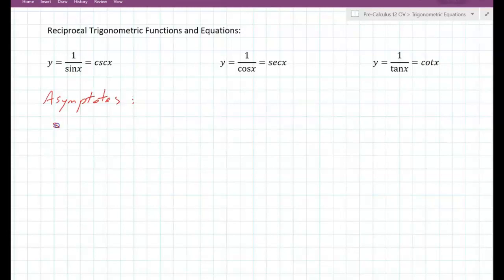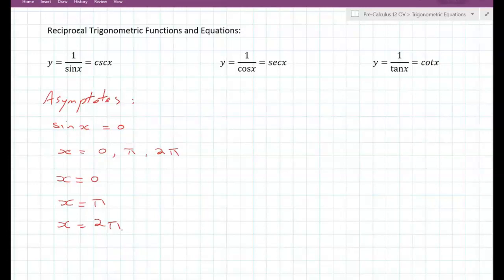So in this case, what are the values that make sine of x equal to 0? And if you remember, as the parent function, x is 0, and let's deal with the radian measure, pi and 2 pi. These are the values that make that reciprocal function undefined. So cosecant of x will have asymptotes at x equals 0, x equals pi, and x equals 2 pi. And we're going to graph that shortly.